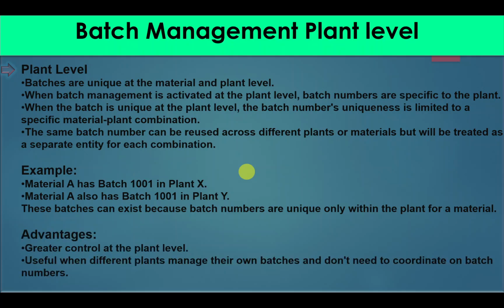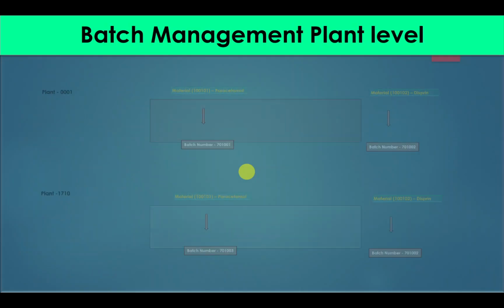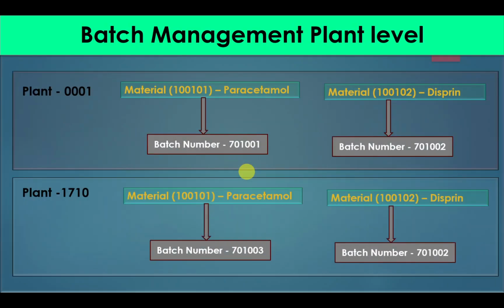Then these are the advantages, where you can have great control at the plant level and it is useful when a different plant manages their own batches and doesn't need to coordinate on batch numbers. So this is the example where we can see plant 1 and plant 1710, where there are two examples. One is a material paracetamol with this number and one is a Disprin. I'm taking the example from pharmaceutical.